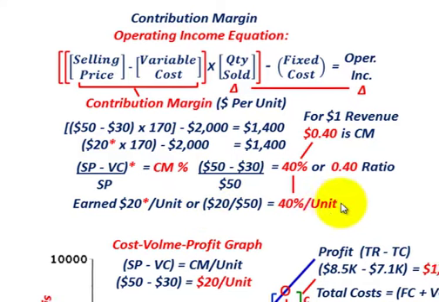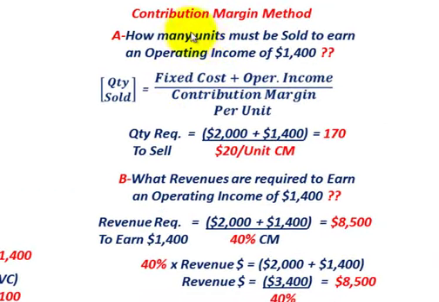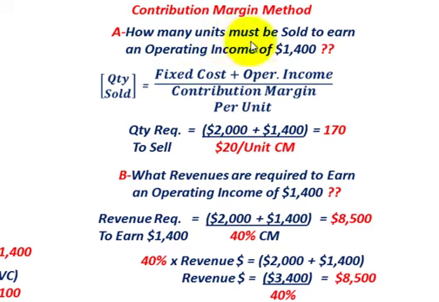Okay, so now let's apply this contribution margin method. First off, how many units must be sold to earn an operating income of $1,400? So we're working with that $1,400 that we originally started with. This is the equation you use for the contribution margin: the quantity sold equals our fixed cost plus our operating income, divided by the contribution margin per unit.